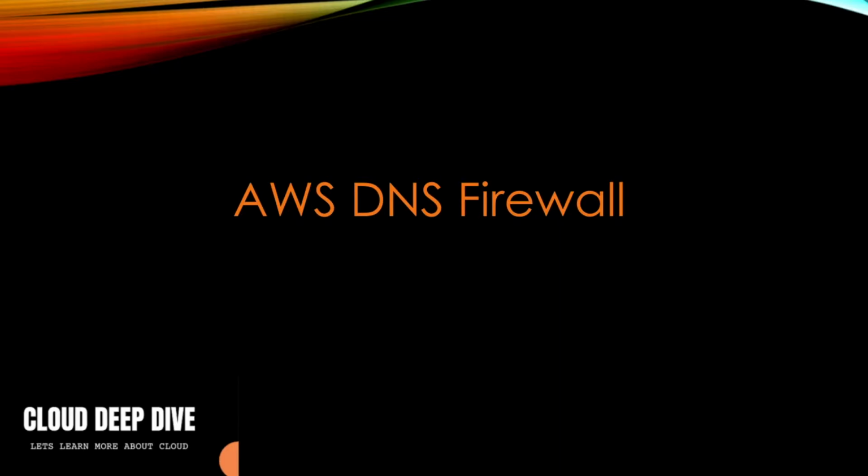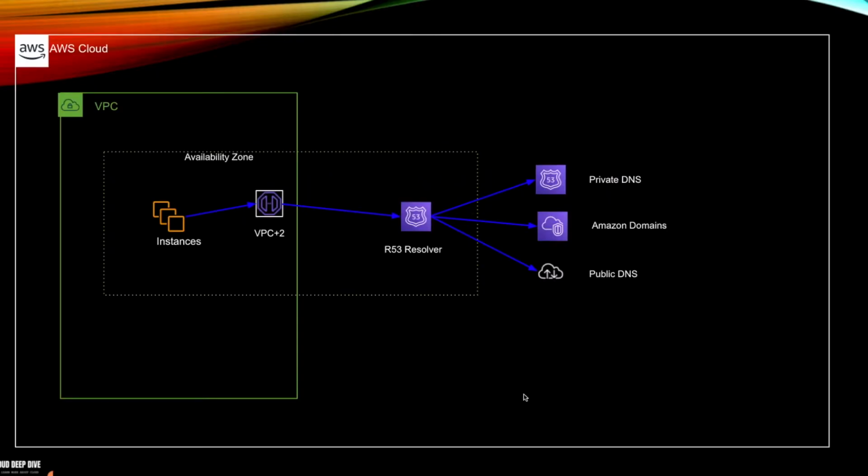And what does that mean? From your VPC, suppose there is an EC2 instance and it's trying to resolve amazon.com so that it can connect with it. Whenever a DNS query is made to the .2 address, the .2 address will try to resolve that. The .2 address and Route 53 Resolver are basically the same. So your Route 53 Resolver will try to resolve the DNS query.